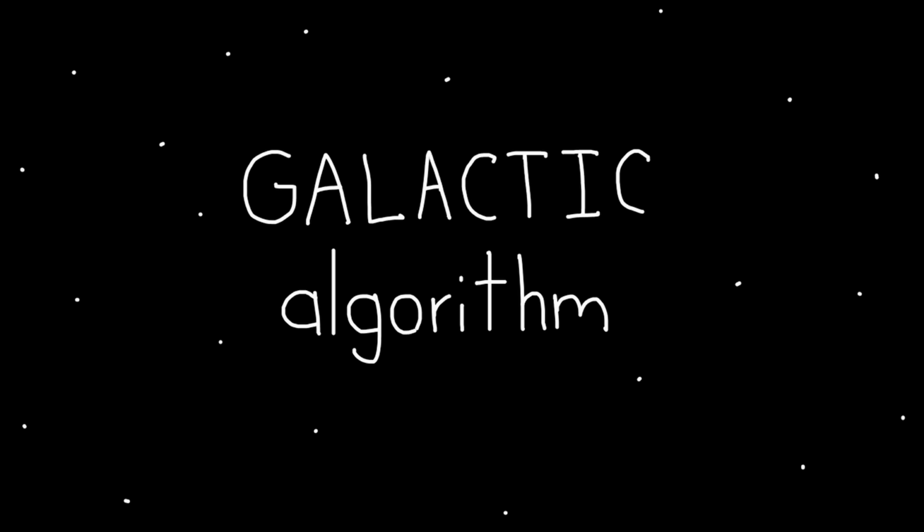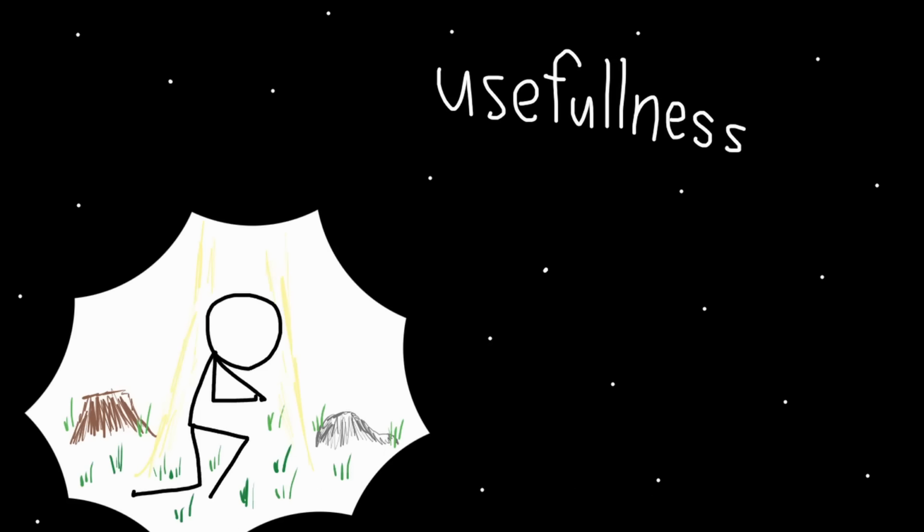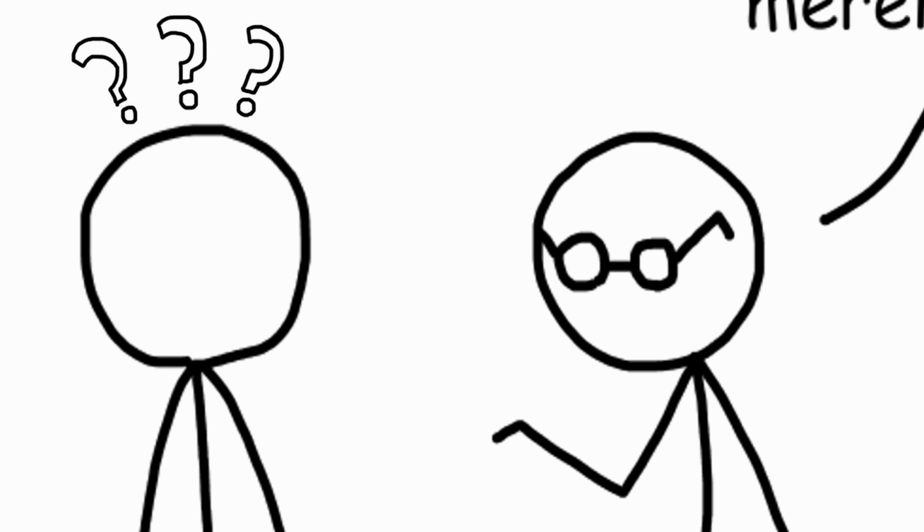This isn't just because they're confusing, either. Their constant factors are simply unreasonably, unimaginably large, to the extent that they'd yield no advantage on any realistically sized input. Galactic algorithms aren't always useless, however. For example, the authors of the aforementioned multiplication algorithm stated, "We are hopeful that with further refinements, the algorithm might become practical for numbers with merely billions or trillions of digits." Merely billions or trillions, they say.